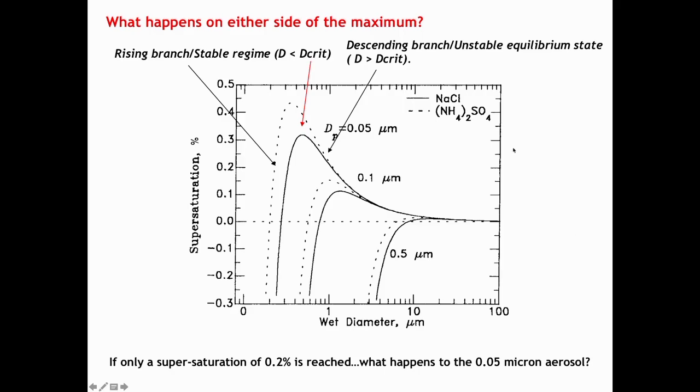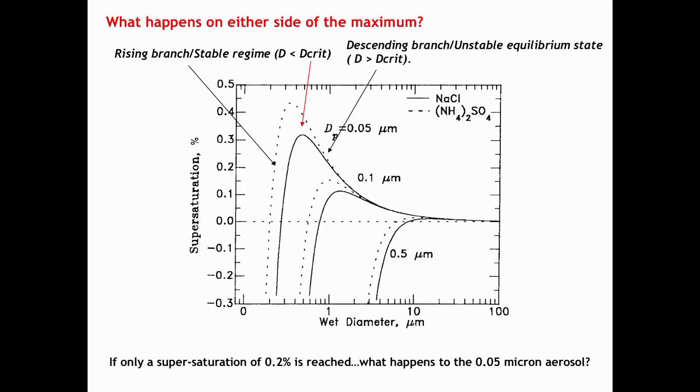So the left-hand side, the rising branch of humidity, is stable because you're increasing the supersaturation, you're increasing the size. You decrease the supersaturation, you decrease the size. It's stable. For any given humidity, you know what size it is. When you get to the critical point, you grow and you run away because you can decrease the supersaturation, but you'll still keep on growing.